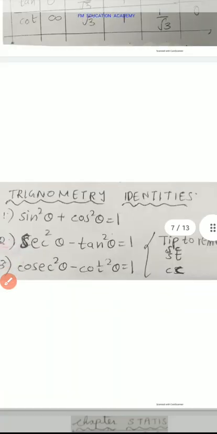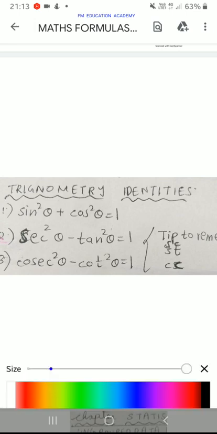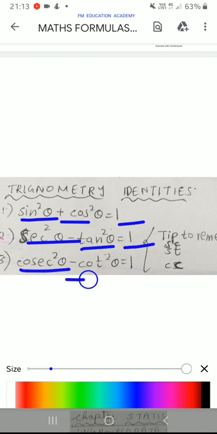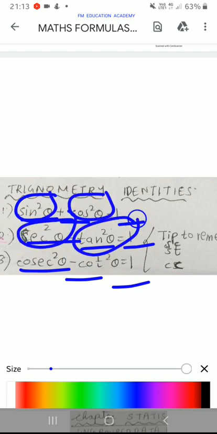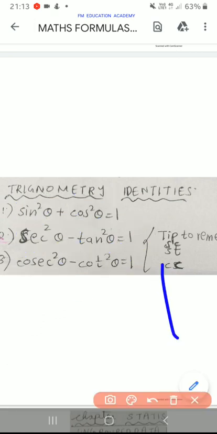Then you have trigonometric identities also, which you need to remember. If any question of proof comes, then you have to use this concept. Sin square theta plus cos square theta is 1, secant square theta minus tan square theta is 1, and cosecant square theta minus cot square theta is 1. How can you remember this? SC: sin square theta plus cos square theta. ST: secant square theta minus tan square theta. CC: cosecant square theta minus cot square theta.